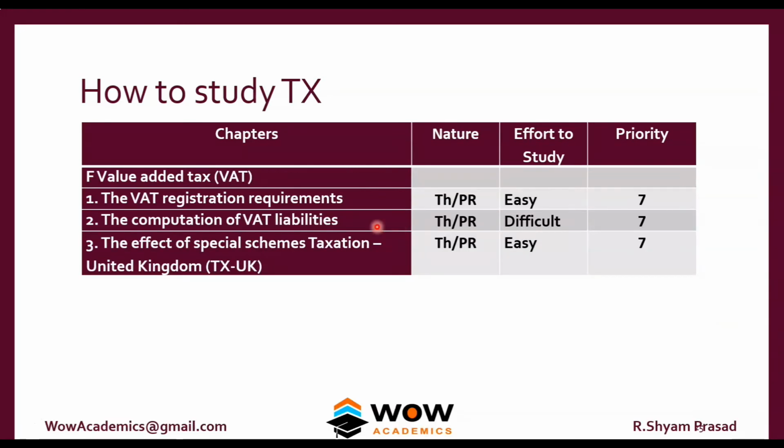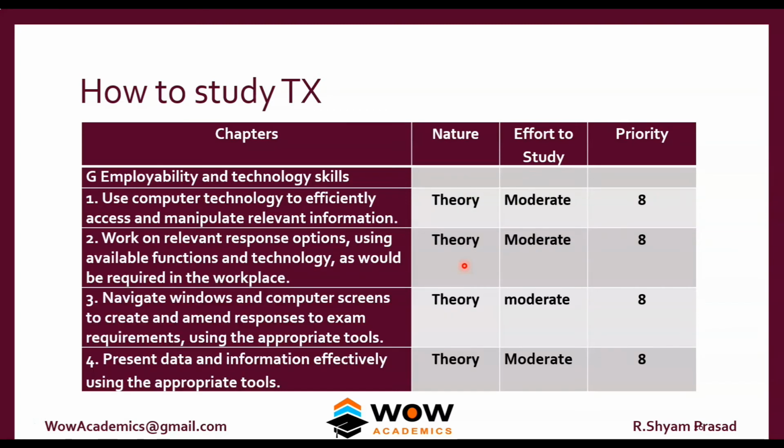And the last one is value added tax, which has the last priority, 7th priority, with easy, difficulty, and easy, and all of them are theory and problem mixed. The eighth one is nothing but employability and technology skills. Here you just have to know how to use the ACCA CBE platform, ACCA's computer-based examination software. You should know how to use it. If you know how to use it, this is finished.